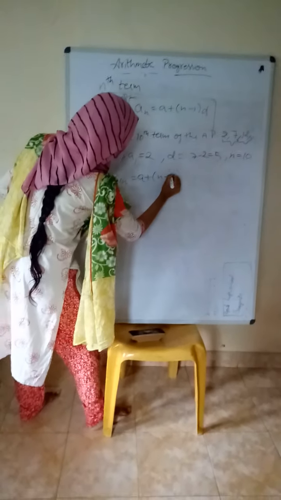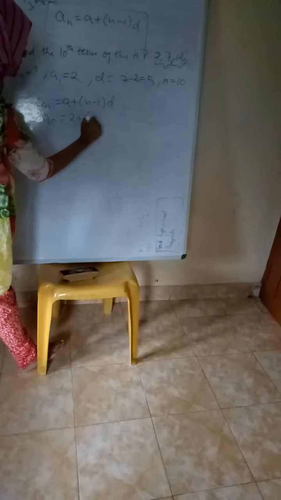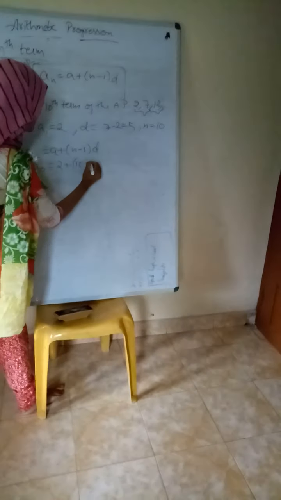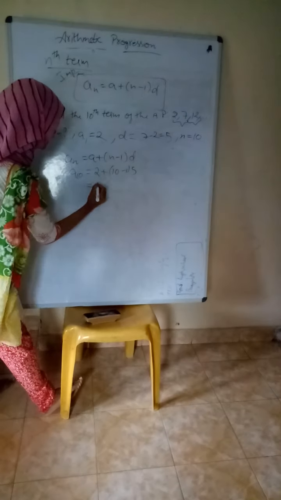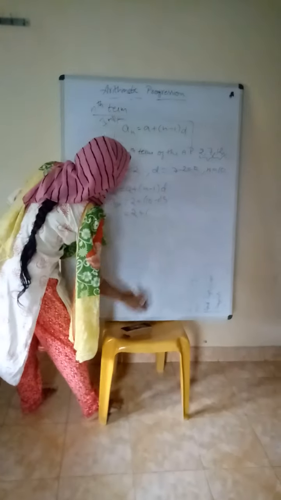So An is equals to A plus N minus 1 into D. So we want A10. A10 is equals to A is what? 2 plus N is 10, 10 minus 1 into D. D is 5. Next, 2 plus, 10 minus 1 is 9, into 5.